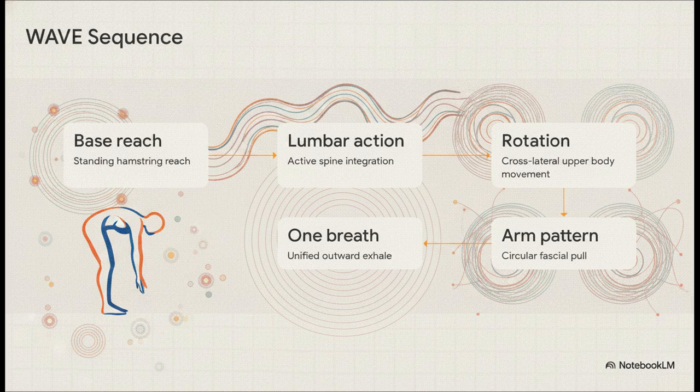So let's fix it. We rebuild it using everything we've just learned into a wave sequence. You start with the base reach, sure, but then you actively integrate the lumbar spine. It becomes a participant. Then you add a cross-lateral rotation in the upper body, sweeping into a circular arm pattern to pull that fascial web all the way out through your shoulders. You add light isometric contractions at your wrists and ankles, running multiple tension switches at the same time. And the absolute best part, all of this happens on one single unifying outward breath. You've just turned a boring, static stretch into a full-body tensegrity event.